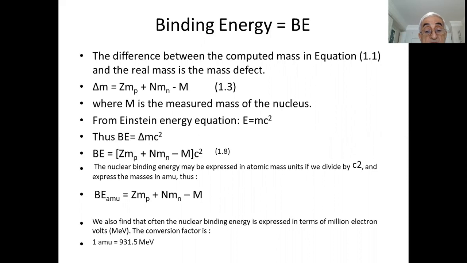The nuclear binding energy may be expressed in atomic mass unit if we divide equation 1.8 by c squared and express the masses in AMU. So binding energy in the units of AMU equal to ZMP plus NMN minus M. We also find that often the nuclear binding energy is expressed in terms of mega electron volt, MeV. The conversion factor is 1 atomic mass unit equal to 931.5 MeV, mega electron volt.